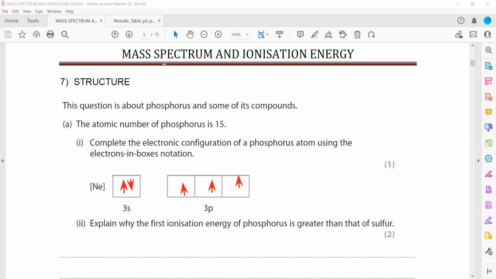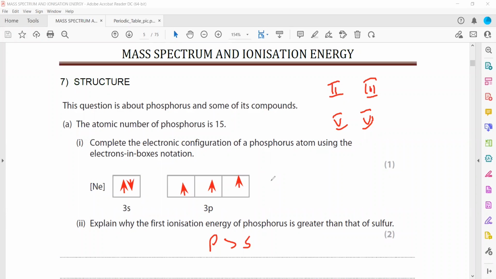Explain why the first ionization energy of phosphorus is greater than sulfur. The best way, as we already discussed, is that either there will be a difference between 2 and 3, or there will be a difference between 5 and 6. So why is phosphorus ionization energy more than sulfur?